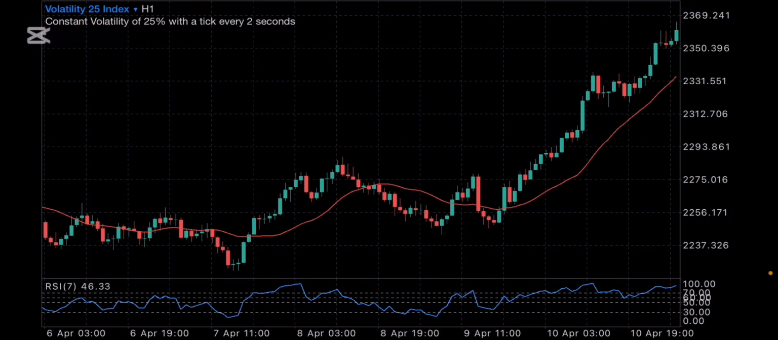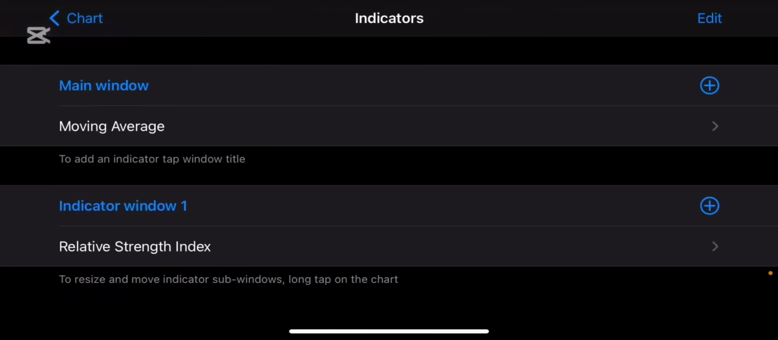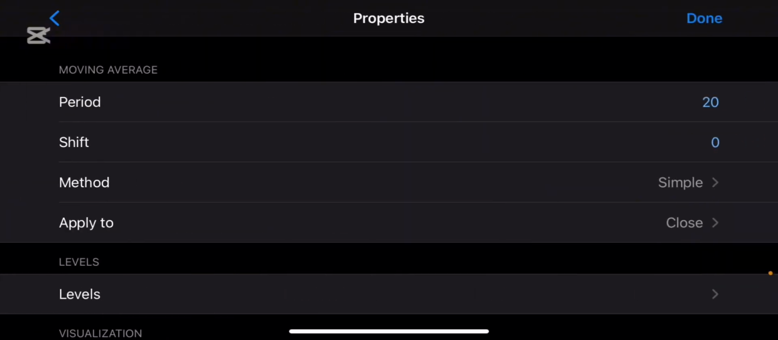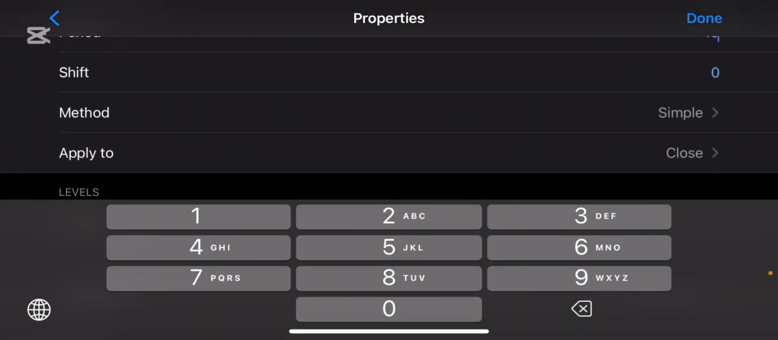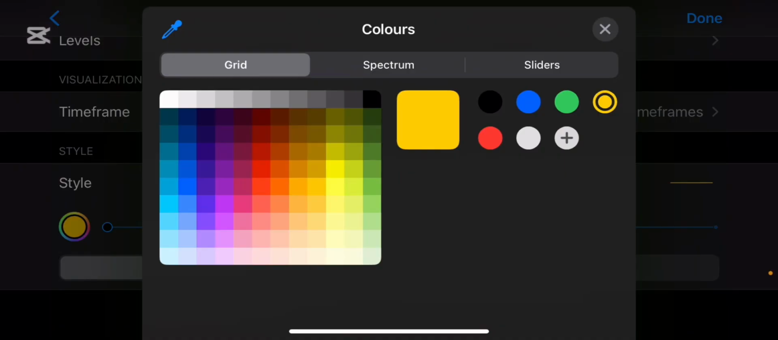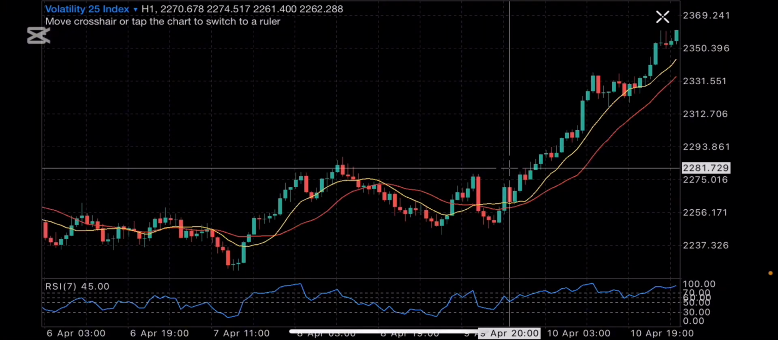The next thing I'm going to put here is another moving average. I'm going to include another moving average, and that's a moving average of 10. So I'm going to change that number from 20 to 10, and I'm going to change the color to yellow. Click on done. Alright guys, you can see how the moving average is looking all good right here.